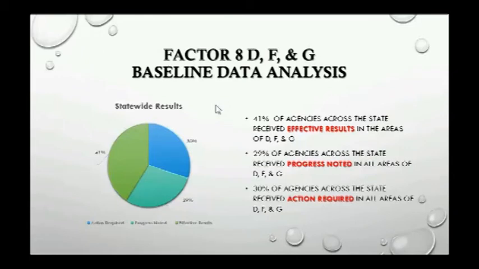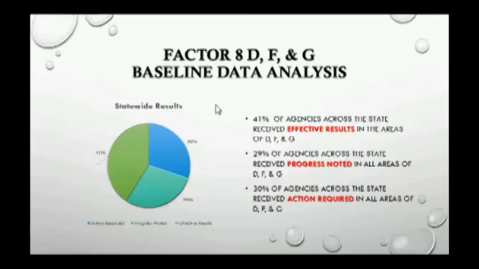When looking at Factor 8, indicators D, F, and G specifically, this is what the baseline data showed us. It showed us that 41% of agencies across the state received effective results in the areas of D, F, and G. This is looking at the agencies and how they scored in these 3 areas collectively. So 41% received effective results in all the areas of 8D, F, and G. 29% of agencies across the state received progress noted in the areas of 8D, F, and G. And 30% of agencies across the state received action required in areas D, F, and G.